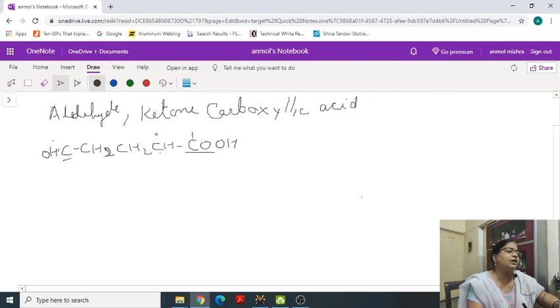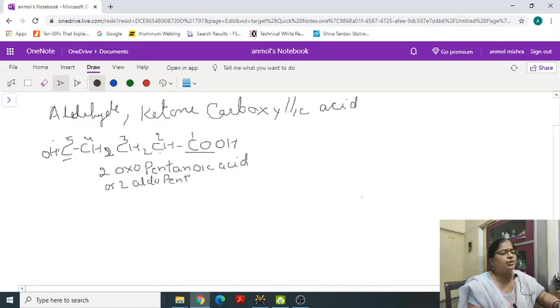So numbering will be 1, 2, 3, 4, 5. For 5 carbons we will write pentane, remove E and add pentanoic acid. And at the 5th position is the aldehyde group, so we can write 2-oxo or 2-aldo pentanoic acid. So both can be used.